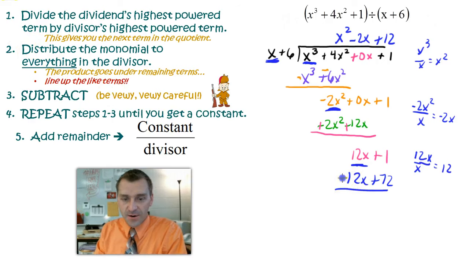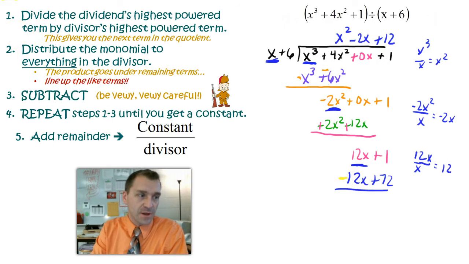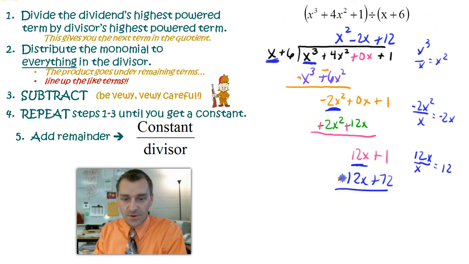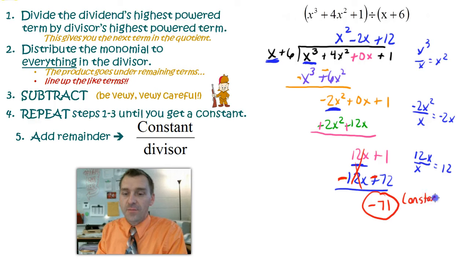So subtract here. I'm using yellow. That doesn't make any sense. Let's use red. So change sign. Change sign. That means this goes to 0 and this goes to negative 71. So there is your remainder. That's my constant. I'm finally done doing my steps.